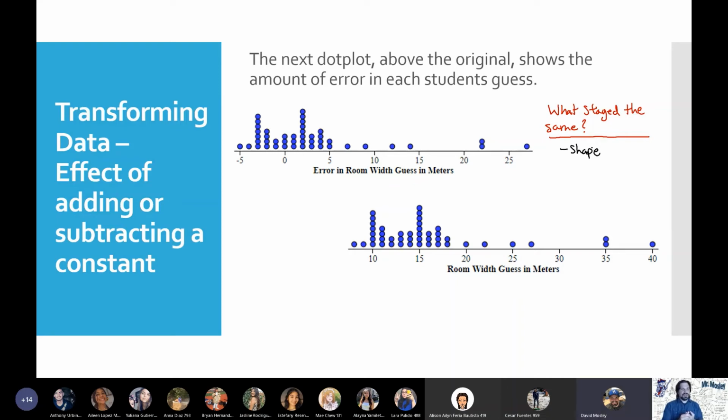Thinking about center, like mean and median, did those stay the same or did they change? So again, if we compare the two graphs, did the value of the center stay the same or did it change when we subtracted 13?